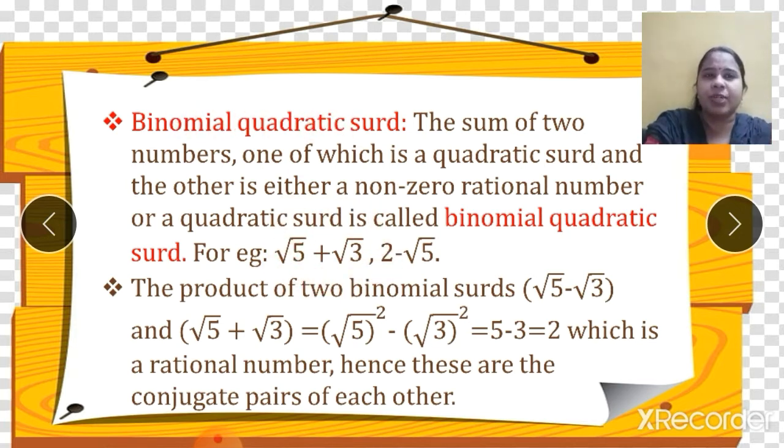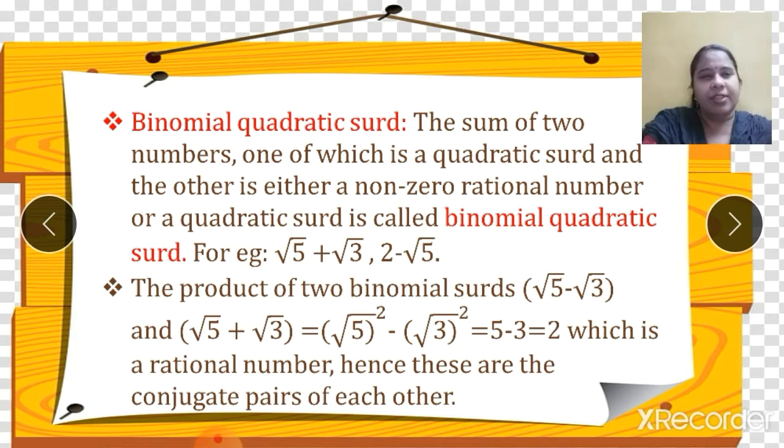What was the second condition to understand? That it should be a quadratic surd. Okay, root 5 and a non-zero rational number. See this 2. 2 is a non-zero rational number. Either both should be surds or one should be a surd and the other a non-zero rational number. Then they are called a binomial quadratic surd. I hope you understood this now, the definition. Yes? See, two conditions are here. Both should be surds. Correct? Or out of the two, one should be a surd and the other should be a non-zero rational number. If they are taken together like this, 2 minus root 5 is a binomial quadratic surd, or root 5 plus root 3 is again a binomial quadratic surd.